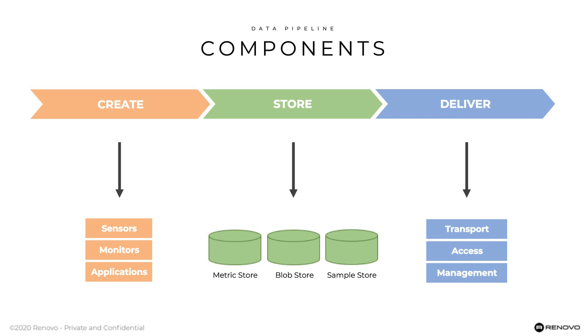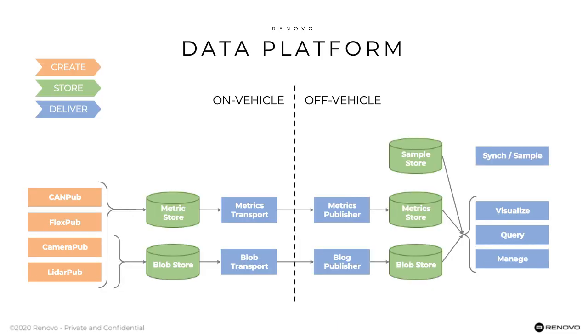So let's go to the next slide. So this is, again, looking at this even at a slightly lower level. On the vehicle, which is on the left-hand side of your frame, the things that are creating the data are things like a CAN bus publisher, or a FlexRay publisher. We also have camera publishers, LiDAR publishers in these ADAS vehicles. All of that data is then being stored into these databases on the vehicle itself.